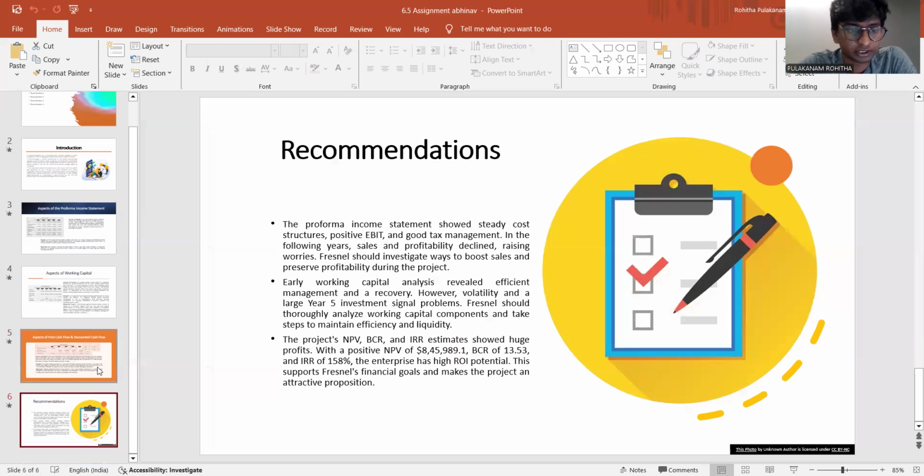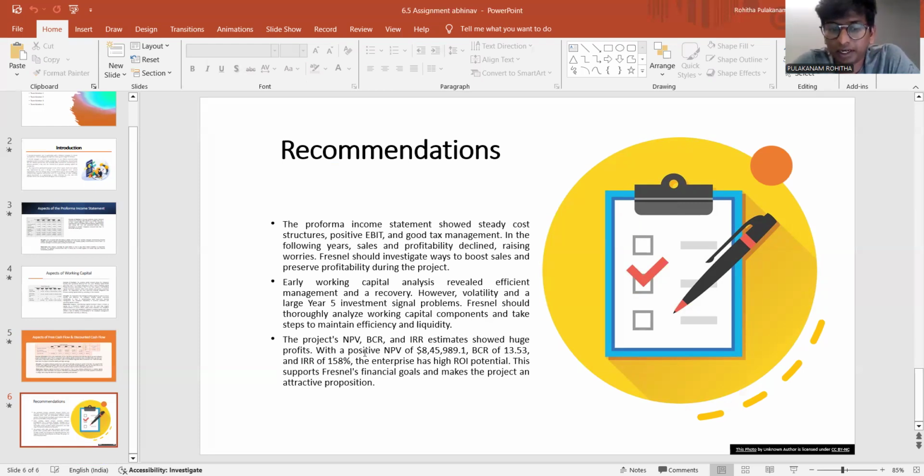And recommendations: the pro forma income statement showed steady cost structure, positive EBIT, and good tax management. Fresnel should investigate ways to boost sales and preserve profitability during the project. The early working capital analysis revealed some efficient management recovery. However, over the 5 years, they analyzed working capital components and took some steps to maintain efficiency and liquidity.